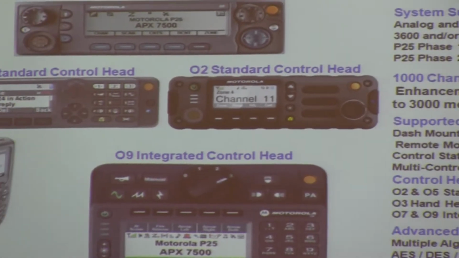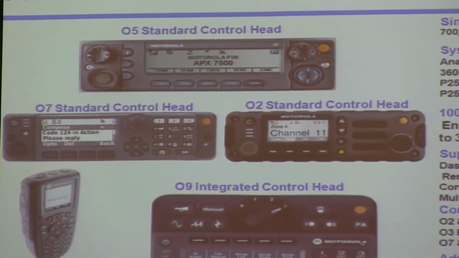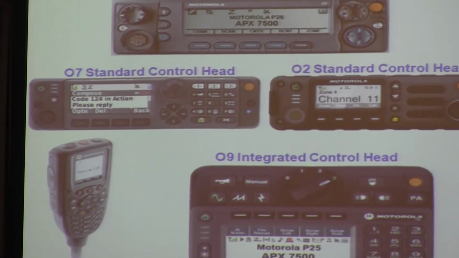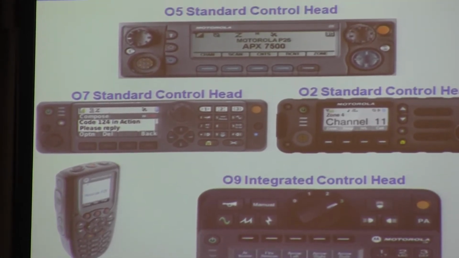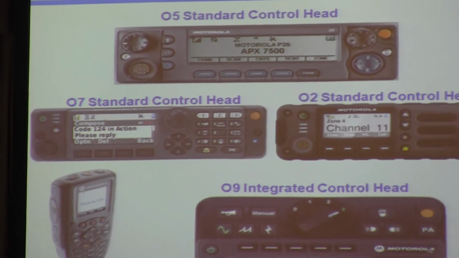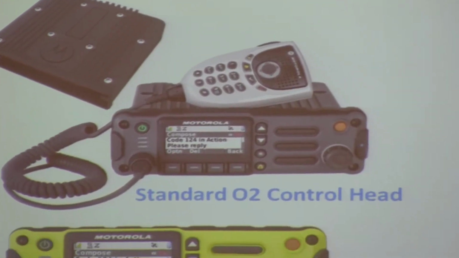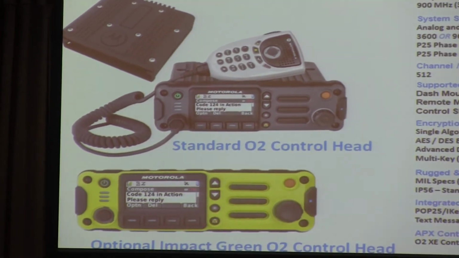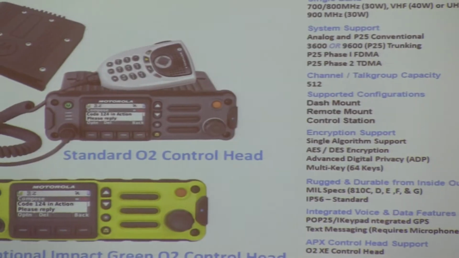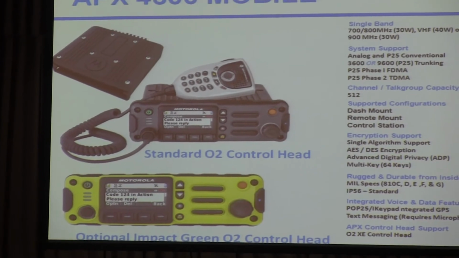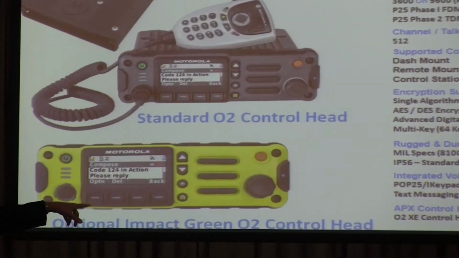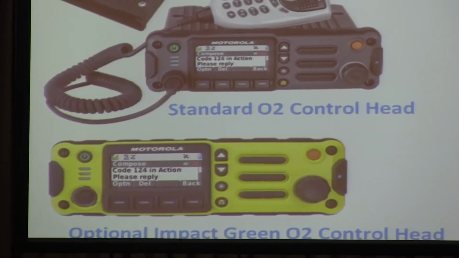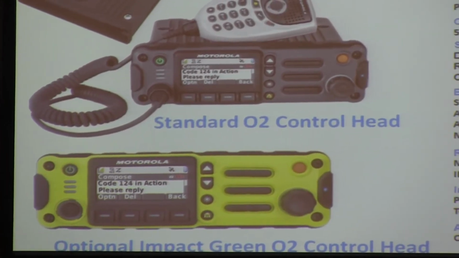As far as mobiles, I'm not going to go into the details, but all the control heads that we offer are on the table. I'll pass those around. This is the traditional 05 control head that you may have with your XTL. And then we have newer control heads, the 07 and the 02. The 07 has a DTMF keypad, and the 02 has a 7.5 watt speaker in it with a color display.